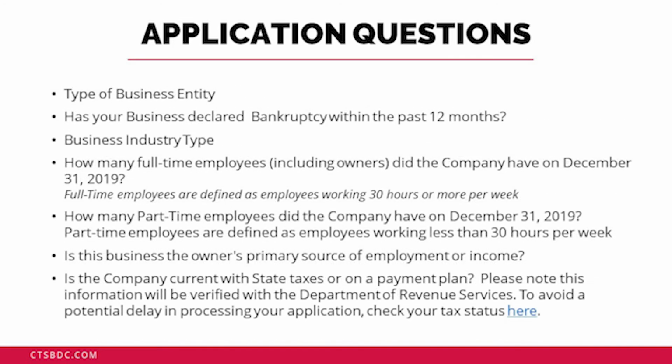Entity and employees. For type of business entity and business industry type, it is our belief that these will be drop-down menu questions so that you can choose from a predetermined list of answers. Question 4 on this slide again refers to full-time employees as any employee who works 30 hours or more per week, and the following asks for your part-time number of employees. So you'll be able to use these numbers in the previous slide as you calculate your loss.